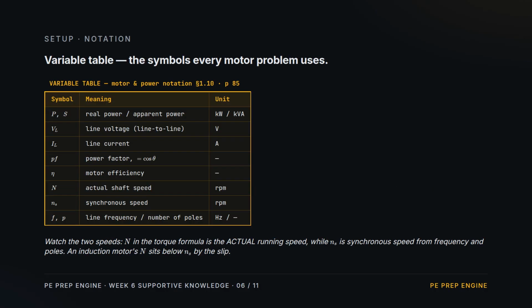The notation. Real power and apparent power are the two powers. Line voltage and line current are the electrical inputs, and power factor links them. Efficiency, actual shaft speed, synchronous speed, line frequency, and pole count round out torque and speed. Watch the two speeds. The torque formula uses the actual running speed, while synchronous speed comes from frequency and poles.